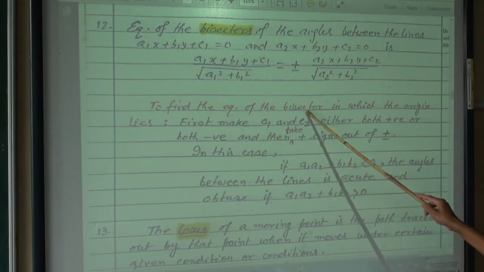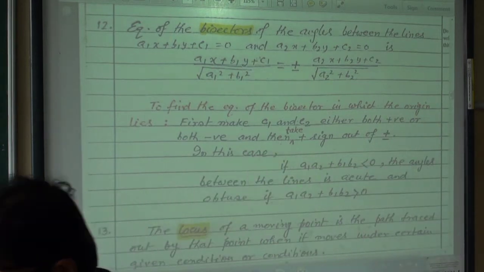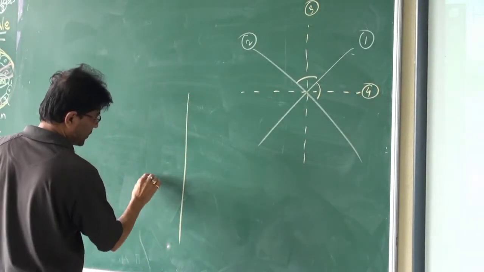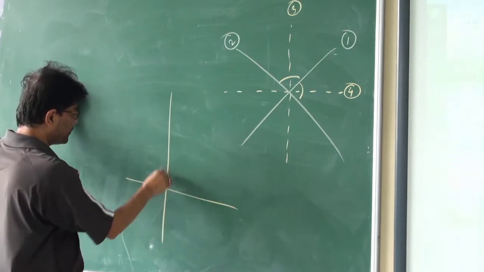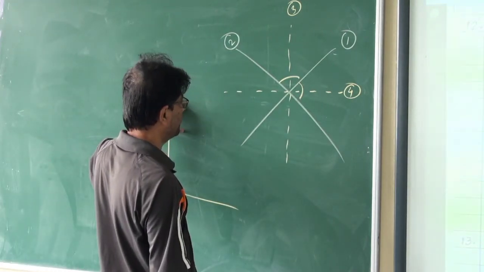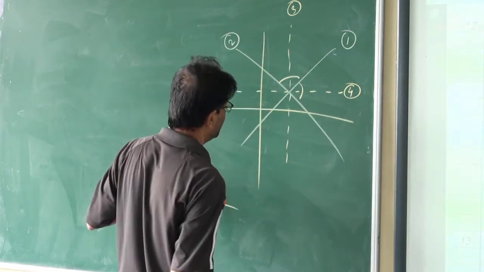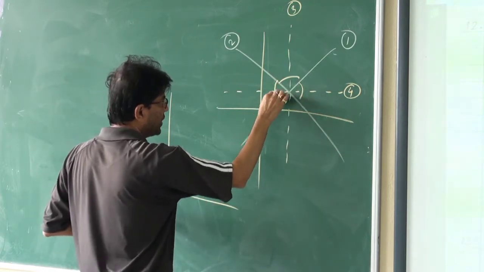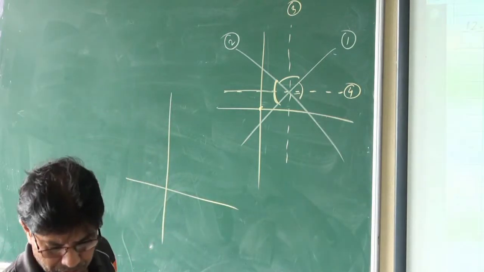To find the equation of the bisector in which the origin lies. Suppose this is the origin. The origin is lying in this angle. That bisector we have to find out. This is the question.